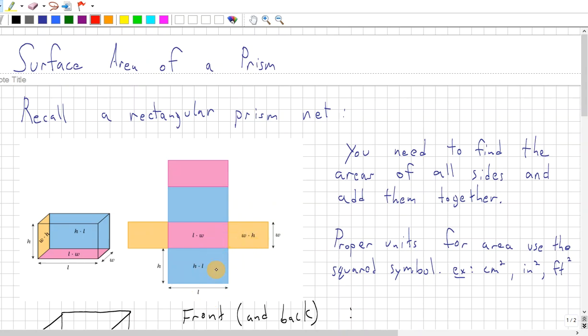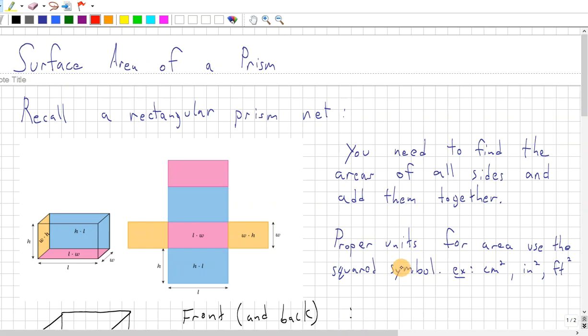So I have length times height would be this piece here. Length times the width would be the bottom and the top. And then the width times the height, which is over here, would be the two sides, the right and left side. So you need to find the areas of all sides and add them together. That's basically what we're going to look at doing for all of these shapes.